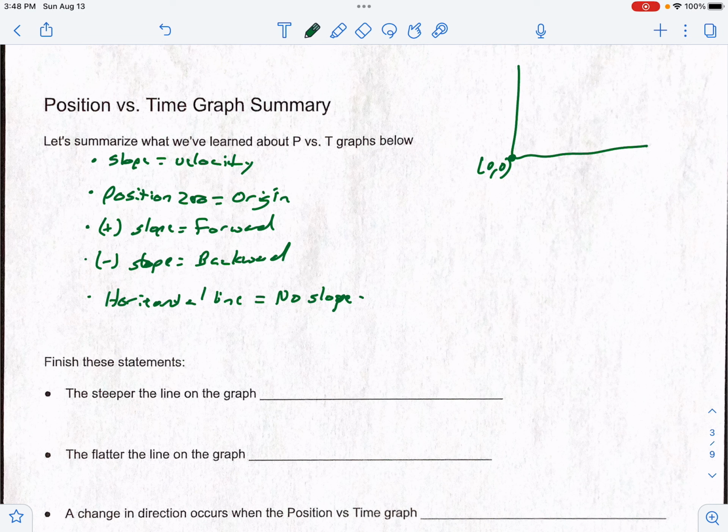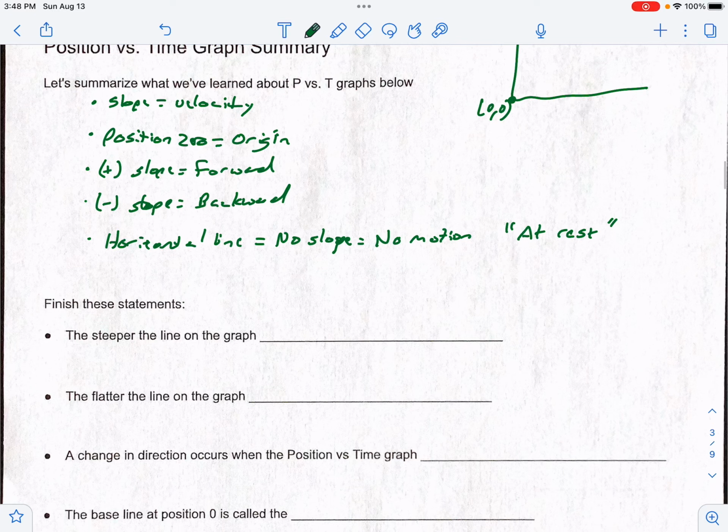If you have no slope, that means you have no motion or no velocity. Now a term you will see that's very common in physics is "at rest." That means if a car starts at rest or comes to a rest, there's no motion going on. That's pretty self-explanatory. If we look at a line on a graph, the steeper the line, the faster you're going. That is a higher velocity.